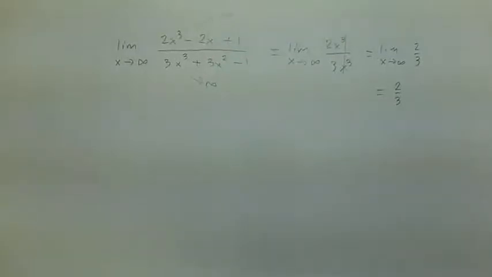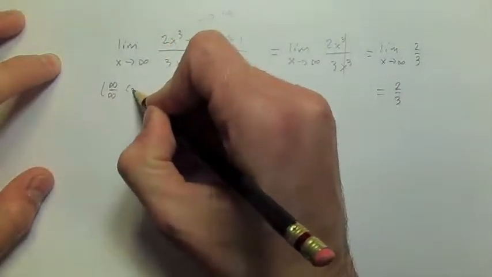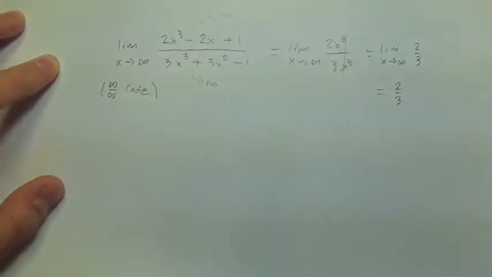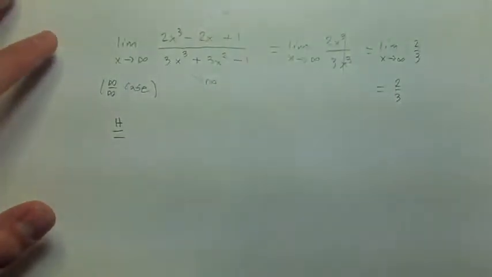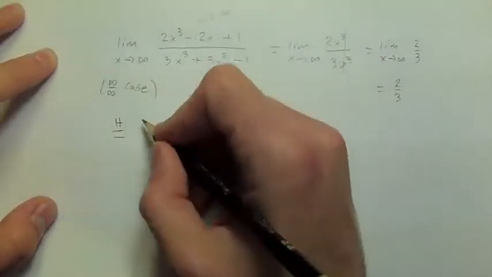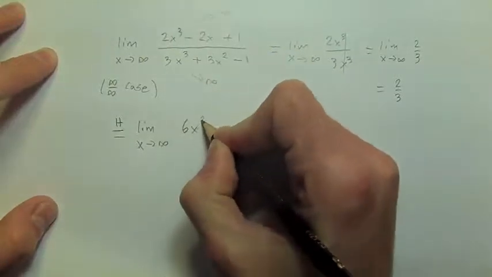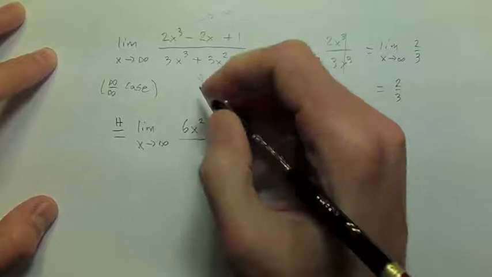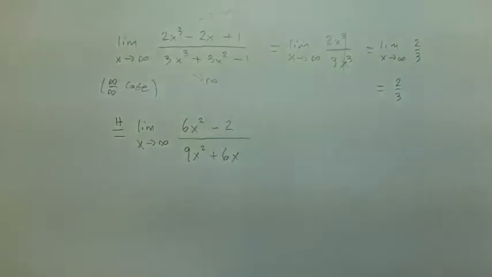But if you look up L'Hôpital's rule, what you'll find is that it says it works for infinity over infinity cases, right? Since this is an infinity over infinity case, L'Hôpital's rule should apply. So down here, if we start using L'Hôpital's rule, derivative of the top over the derivative of the bottom, so it'd be the limit as x goes to infinity of 6x squared minus 2 all over 9x squared plus 6x.